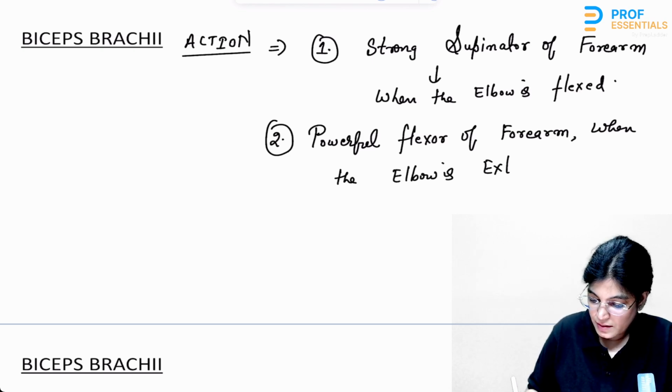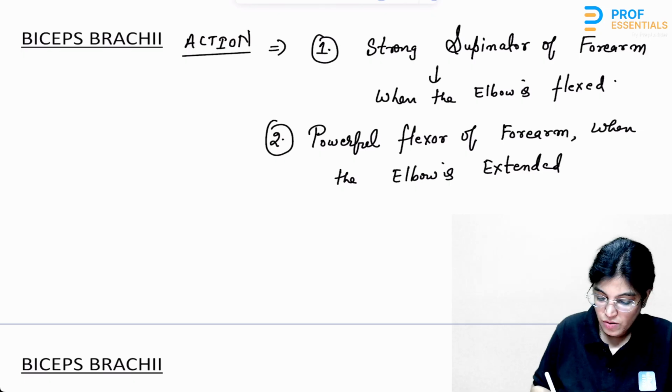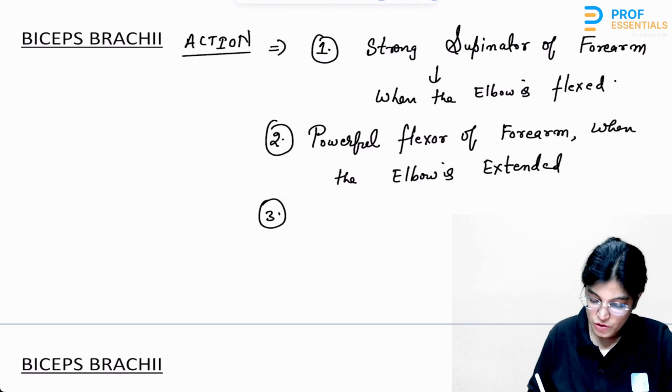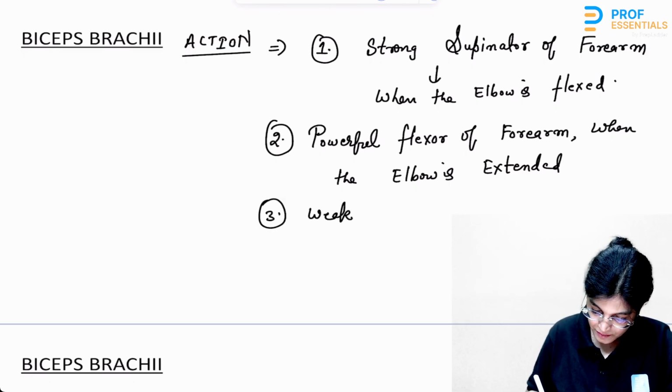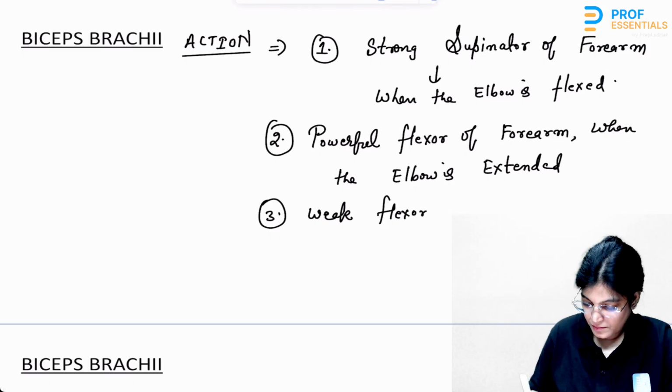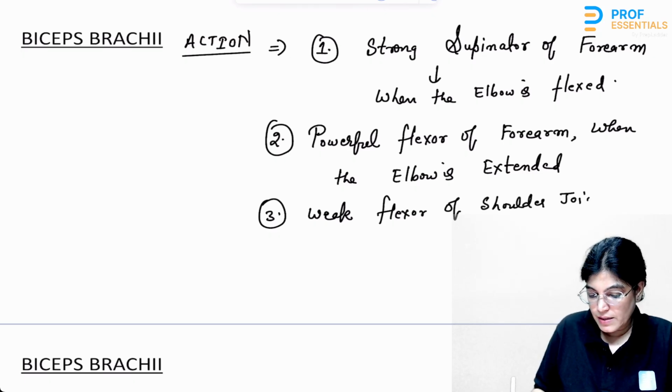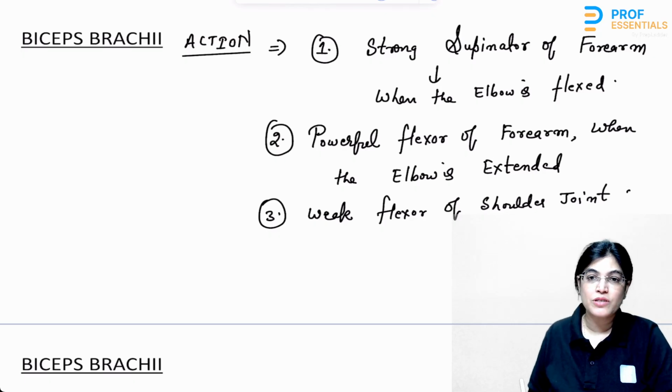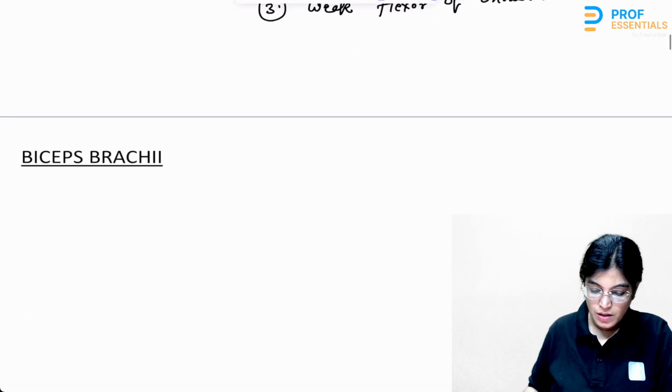Okay, now it is also a weak flexor of shoulder joint. So that means biceps brachii has got multiple actions to perform. Now talking about its nerve supply.